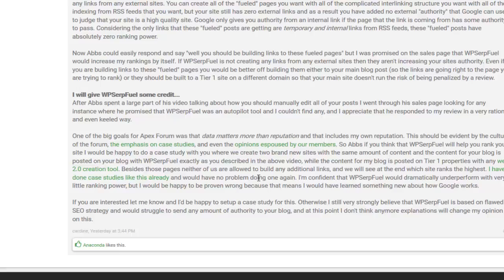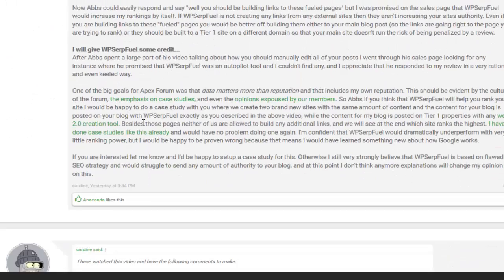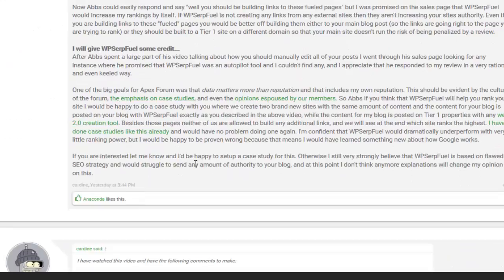Well, all I've got to say to you, Cardine, is a couple of things. Firstly, wpserpfuel is a WordPress plugin that's run on your server. If we charged a subscription for that, we wouldn't be able to justify it. Secondly, we have developers that continue to develop tools today, tomorrow, next month, and hopefully for long to come as well. If we have any issues with wpserpfuel, we use it ourselves, so we'll get it updated.